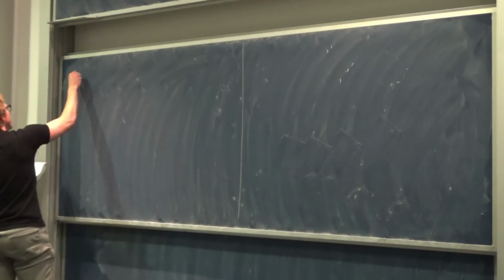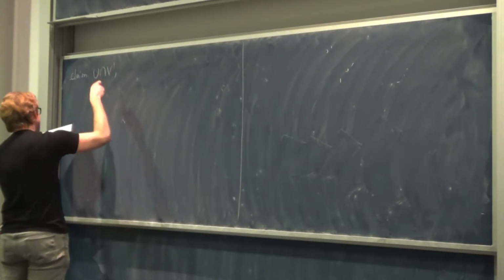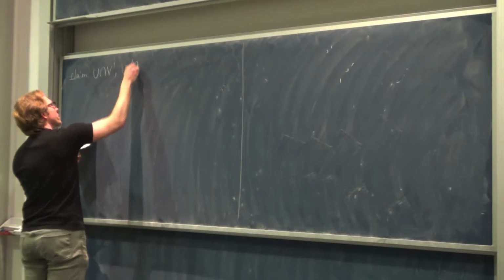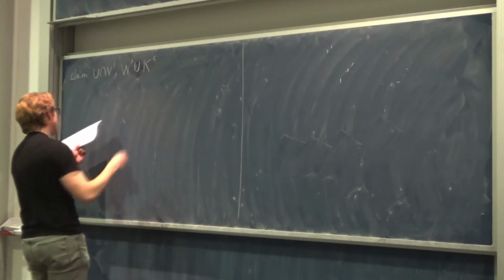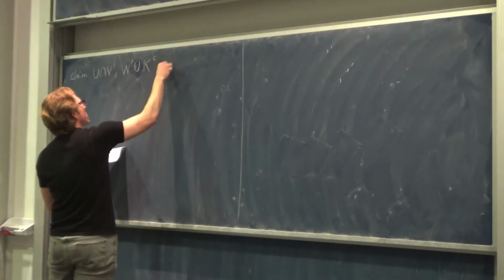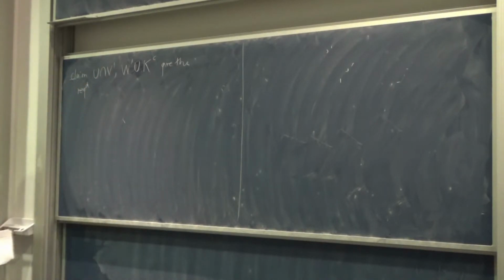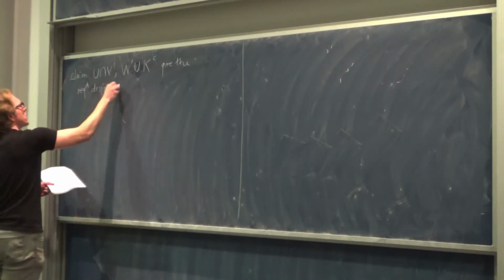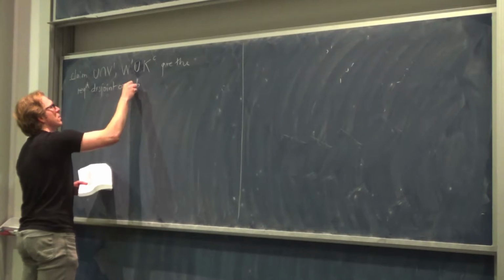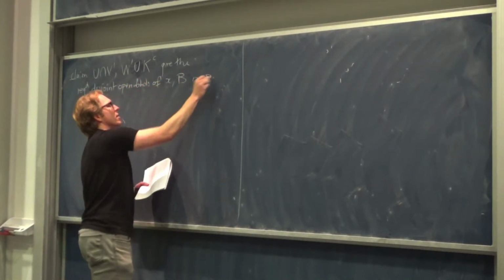Okay, so the claim is that U intersect V prime, and W prime union K complement, give the, we're going to have to think about that for a second, okay. So they give the required disjoint open neighborhoods of X and B respectively.